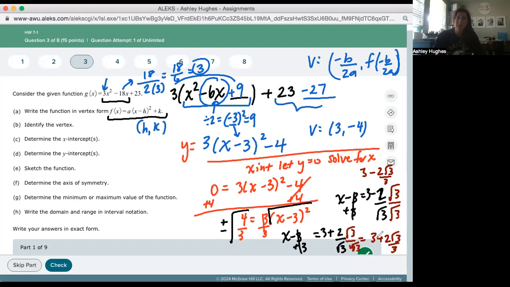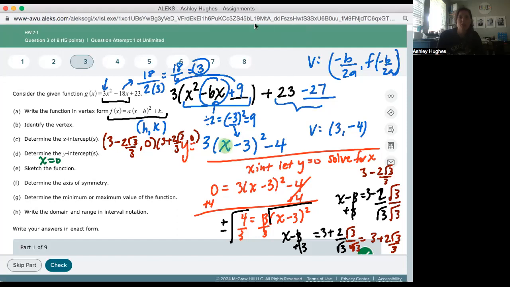You could also multiply the 3 by 3 over 3, and that would be 9 if you want to put the whole thing over 3. But these solutions were accepted. Just make sure when you write the x-intercept, you include both of them and you put comma 0, because the x-intercept, the y value is 0. And then the other one, 3 plus the square root, comma 0. Now for y-intercepts, it's the opposite. For y-intercepts, you're going to let x equal 0. Okay, so I'm just going to plug in 0.